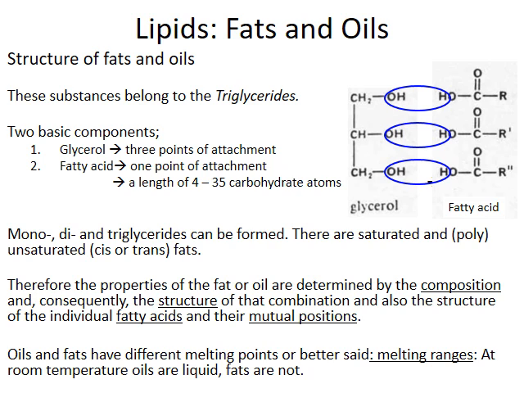The glycerol can react with only one fatty acid. It can react with two fatty acids, and it can react with three fatty acids. And when it has reacted with one fatty acid, we call it a monoglyceride. When it has reacted with two fatty acids, we call it a diglyceride. And when it has reacted with three fatty acids, we call it a triglyceride. Normally, the fats and oils in our food are triglycerides.